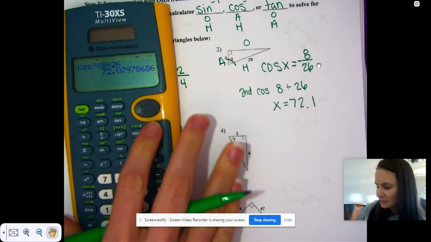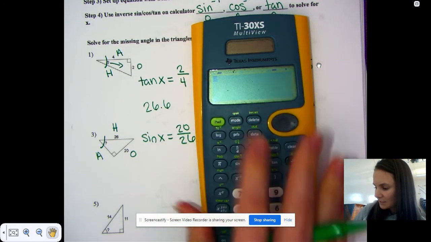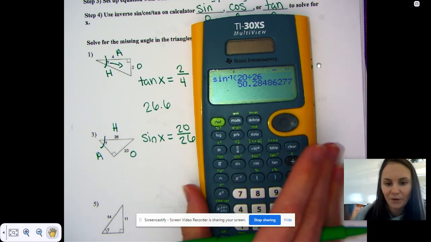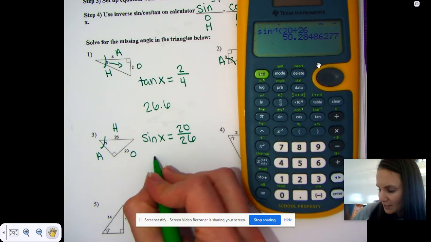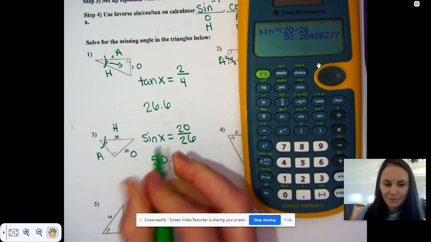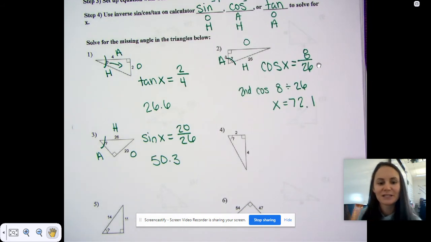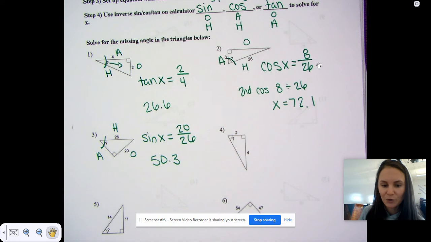Head to the calculator. Second, sine 20 divided by 26. All right, 50.3 is what that's going to round to. All right, so I'm going to leave you with that and let you guys work on the rest. Remember, you're filling this out. If you're in class, you're doing it with me on your worksheet. If you are remote, you're going to be doing this in Cami and turning it in when you are done.